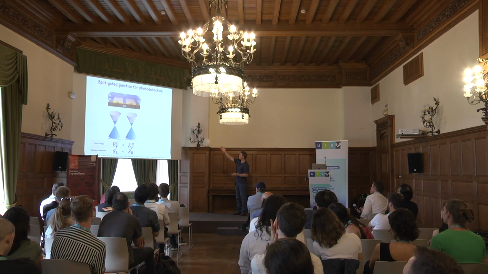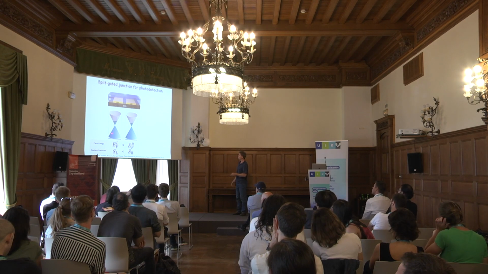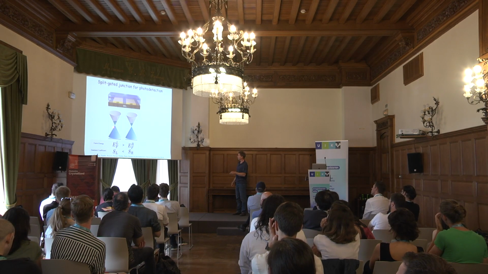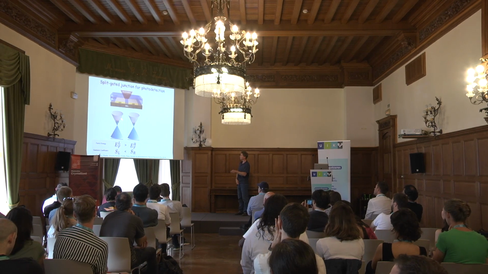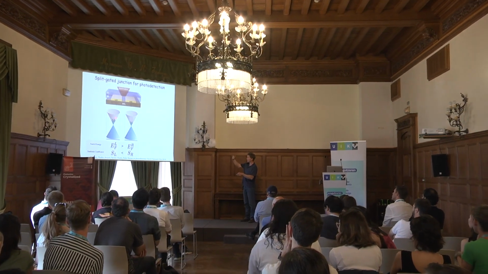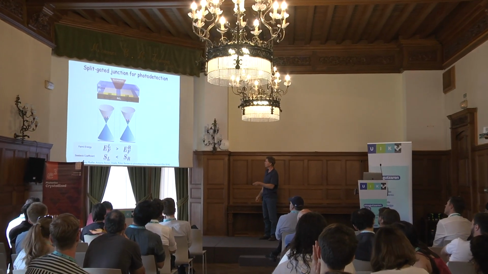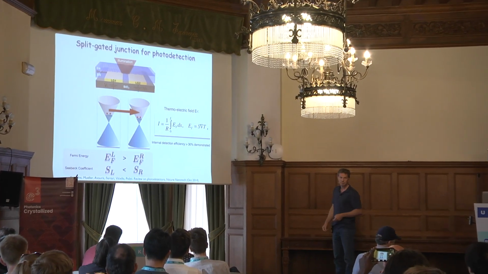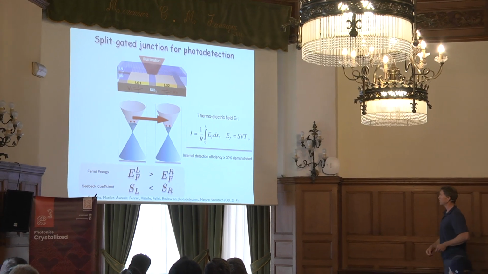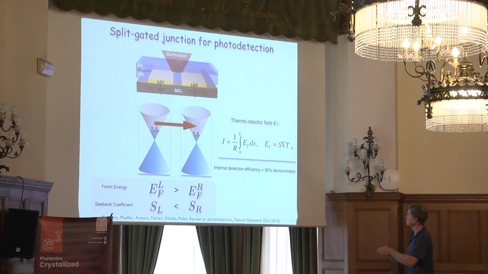Okay, so this can be understood in a simple picture, right? I have graphene with slightly different doping, and therefore the Seebeck is different. Then if I shine light on the system, I create some hot electrons. I just draw them here as excited electrons. And then a current starts to flow from here to here. That is called the photothermoelectric effect.